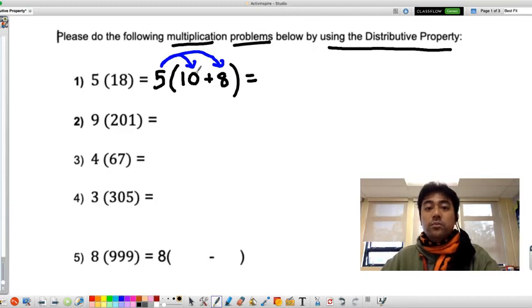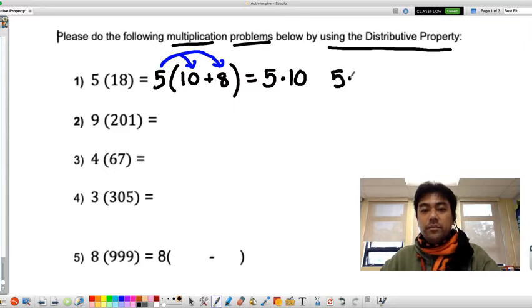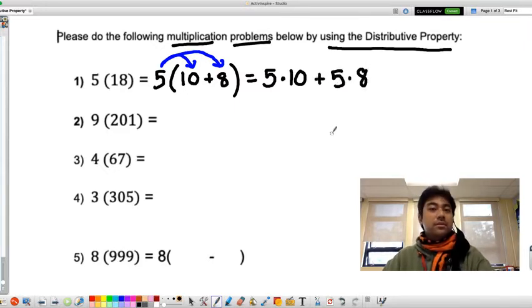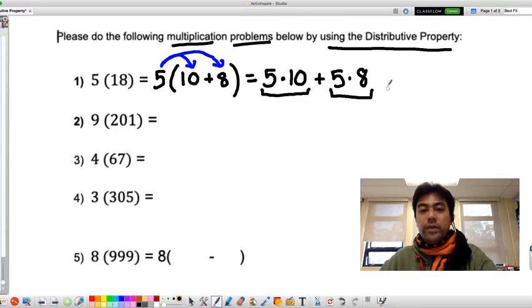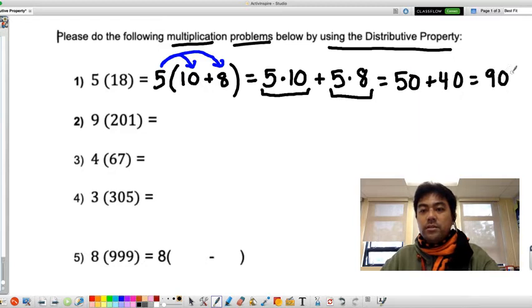Basically what we're going to do is we're going to show 5 times 10 and 5 times 8, and we're going to add them together because of this plus sign, okay? So we're going to write 5 times 10 and 5 times 8, and we are going to add those up, all right? Now remember, we multiply before we add, so we are going to multiply these together. 5 times 10 is 50, 5 times 8 is 40, and we get 90 as our answer, okay?